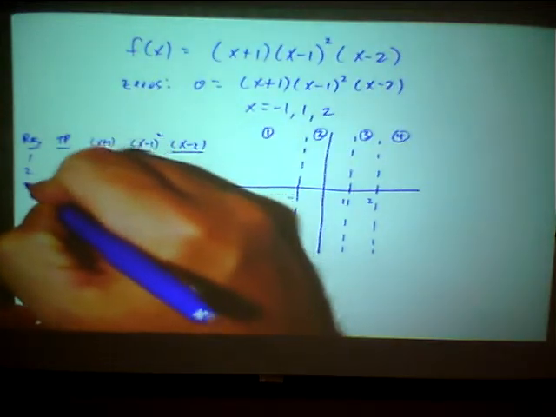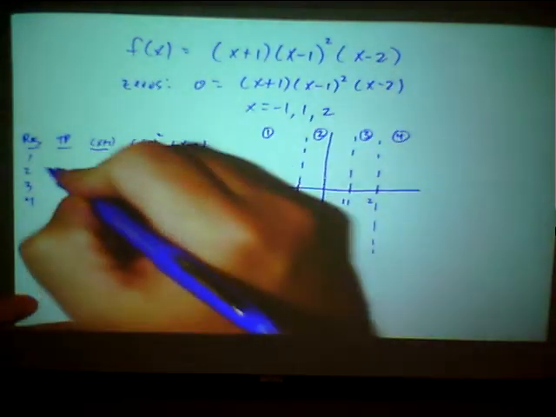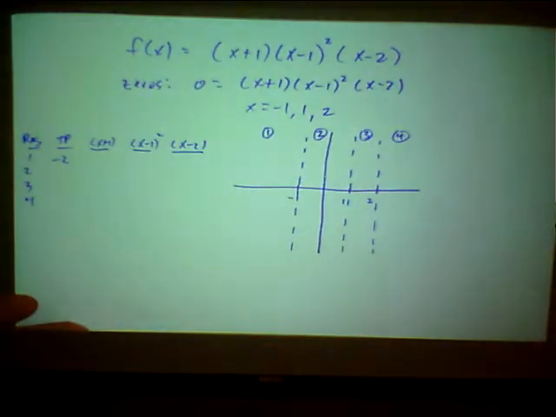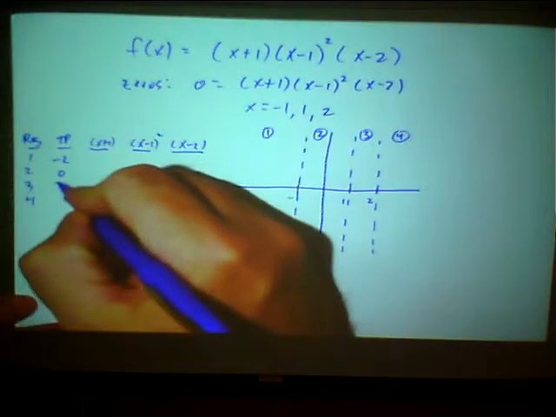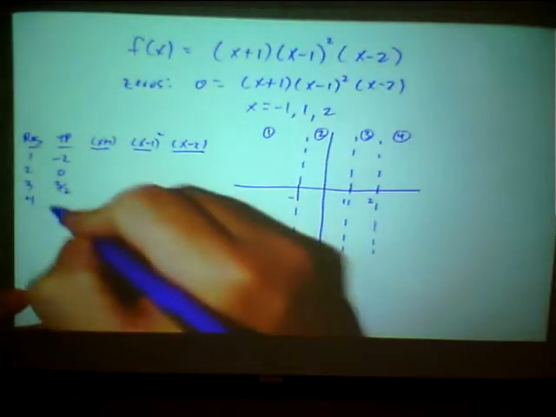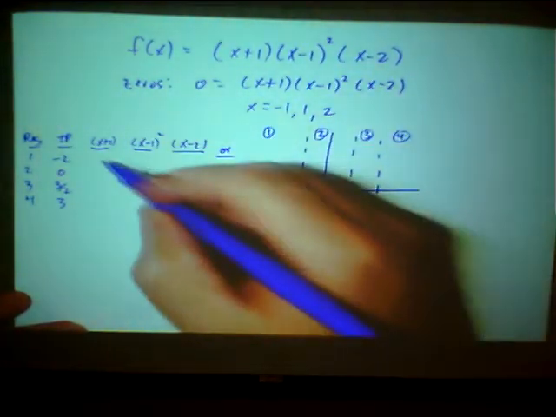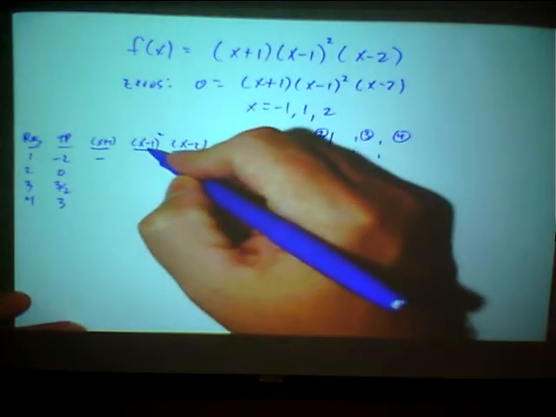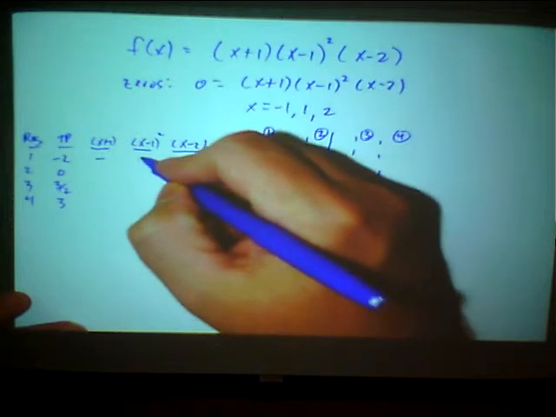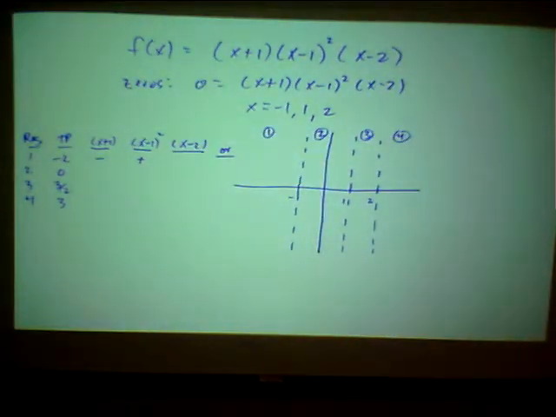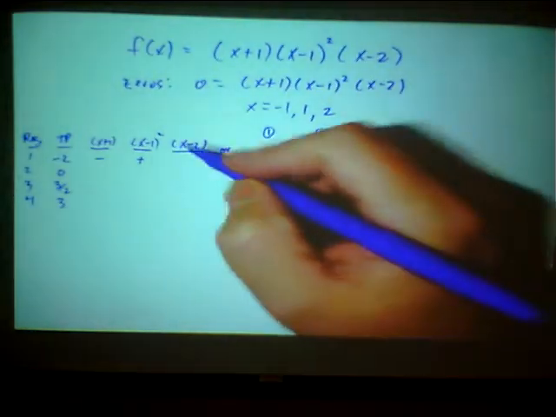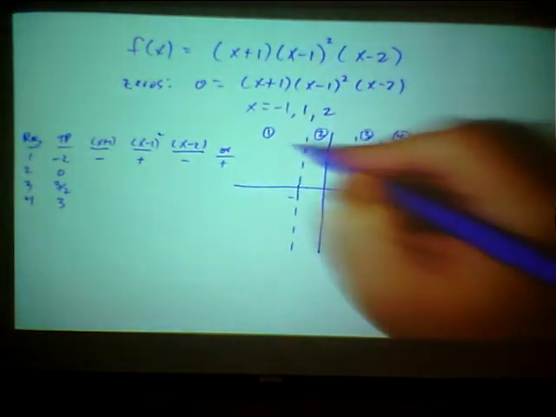So if I have 4 regions, test point for region 1, I'll make negative 2. Test point for region 2, I'll make 0. For region 3, once again, it's got to be between 1 and 2. I'll go 3 halves. And region 4 is 3. And here's my overall. So then, for region 1, negative. Now it's interesting, since I square this, this thing's always got to be positive. Even though minus 2, when I plug it in for x, minus 2 minus 1 is minus 3, when you square it, it ends up being a positive 9. And this one's negative, so it's positive here.